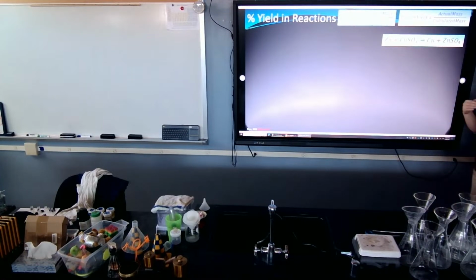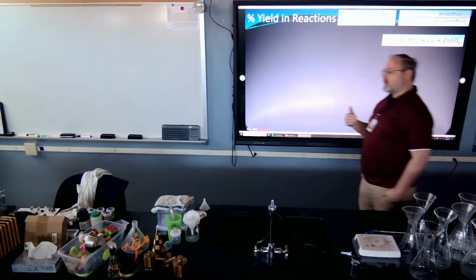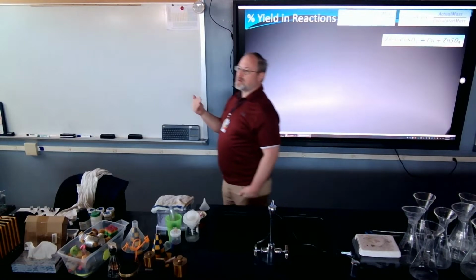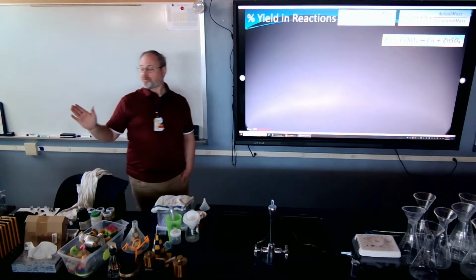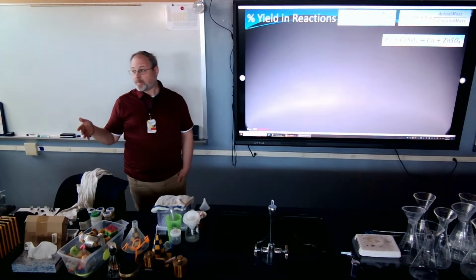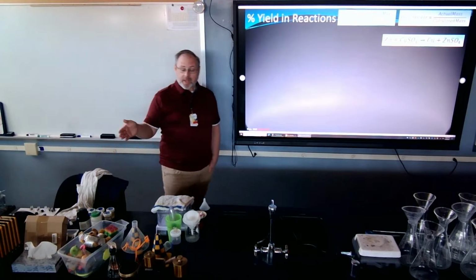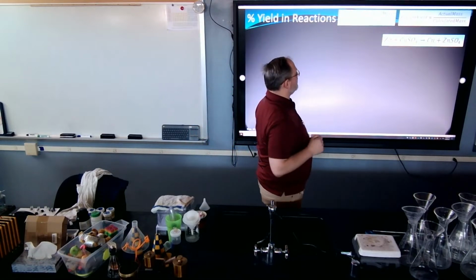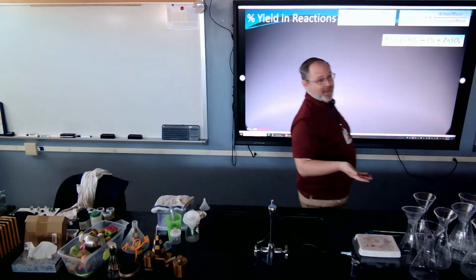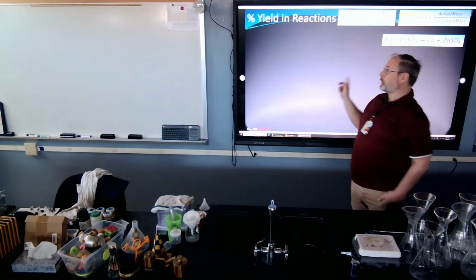So if you have a 90% yield, that means you made 90 grams out of a calculated 100 grams. So you do a stoichiometry, maybe it's a limiting reactant stoichiometry, and you get to your end product in grams. That is your ideal value or your calculated value. And then the actual value is what you get in lab. It's just a simple ratio.